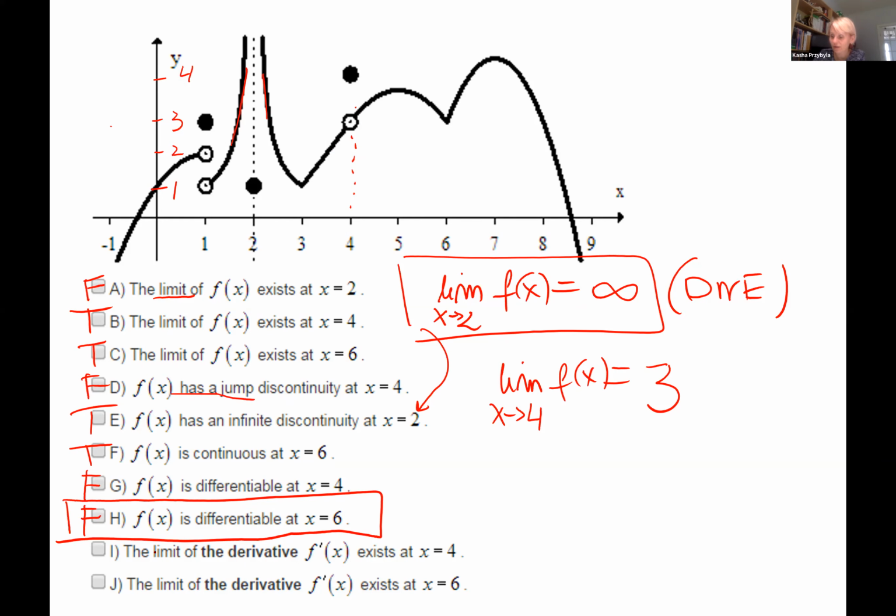They are asking for the limit of the derivative, so they want to know how the derivative behaves. The derivative is simply the slope of the tangent line. That means how the derivative behaves at 4 from the left and from the right. Of course, exactly at 4 we do not have a derivative because we don't have a point there. I can definitely draw a tangent line on the left and on the right hand side.